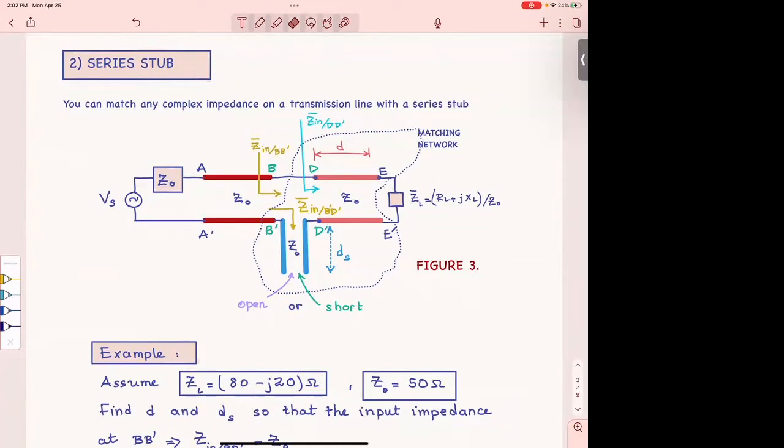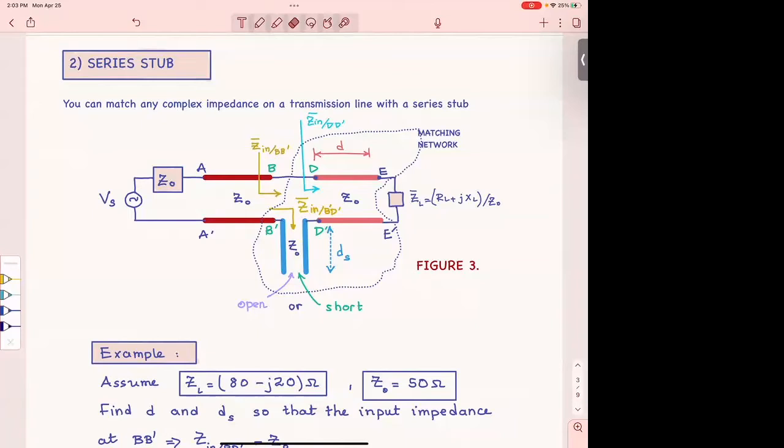Now, in this particular case, however, I ask you to use a stub. And I ask you, as a matter of fact, to use a series stub. So these are constraints for your problem. And now I'm gonna see how I'm gonna solve this problem.